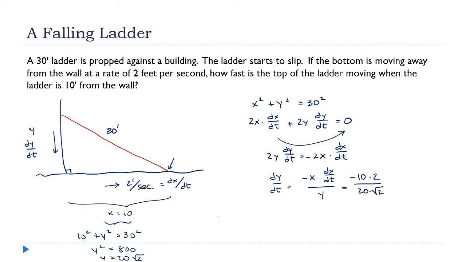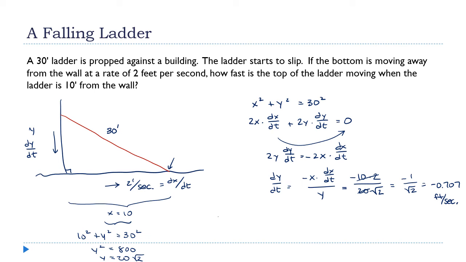And let's see what happens. This is actually coming up pretty nice. 10 times 2 is 20, right? So these and the 20 cancel. This is negative 1 divided by the square root of 2, which my calculator says, working it out here real quick, this is negative 0.707. What are our units? We're measuring in feet per second, and it's negative.